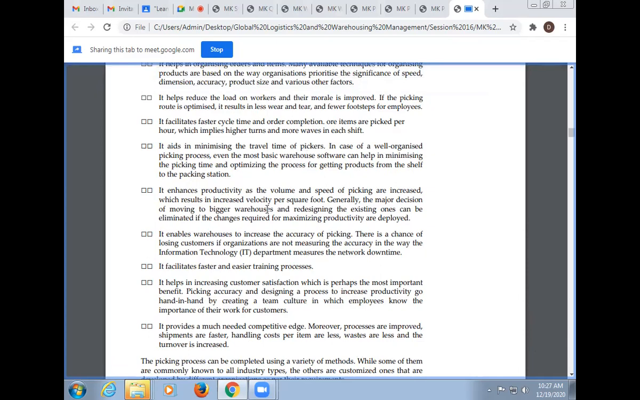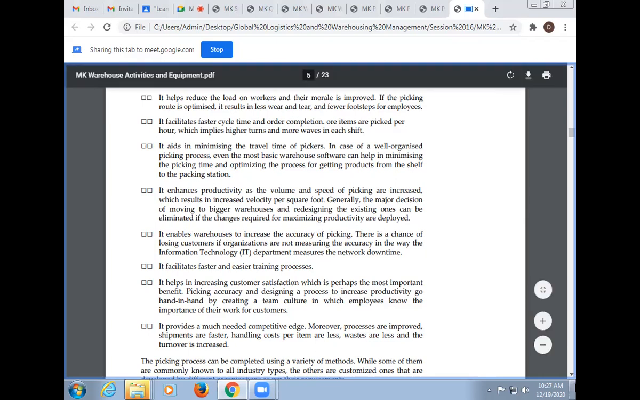It enhances productivity as the volume and speed of picking are increased, which results in increased velocity per square foot. Generally, the major decision of moving to bigger warehouses and redesigning the existing one can be eliminated if the changes required for maximizing productivity are deployed.